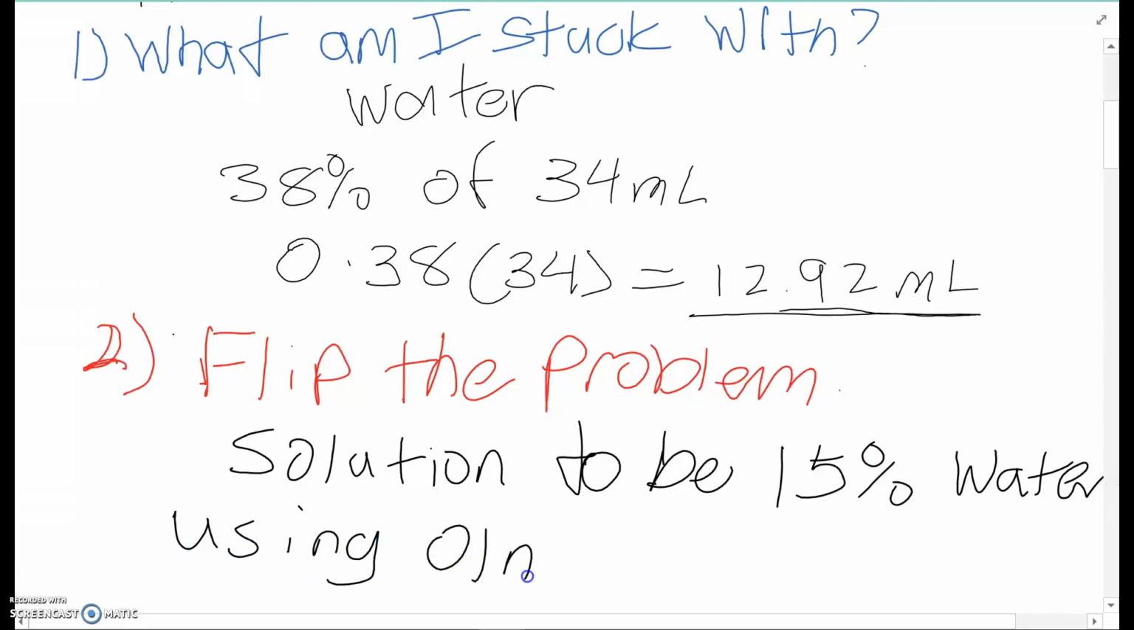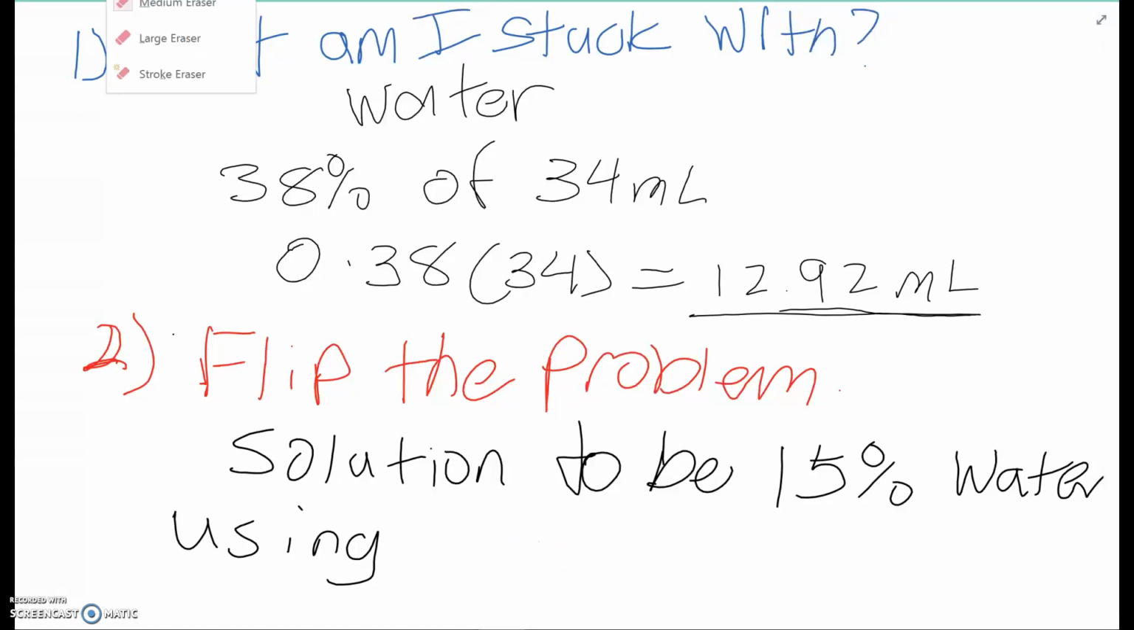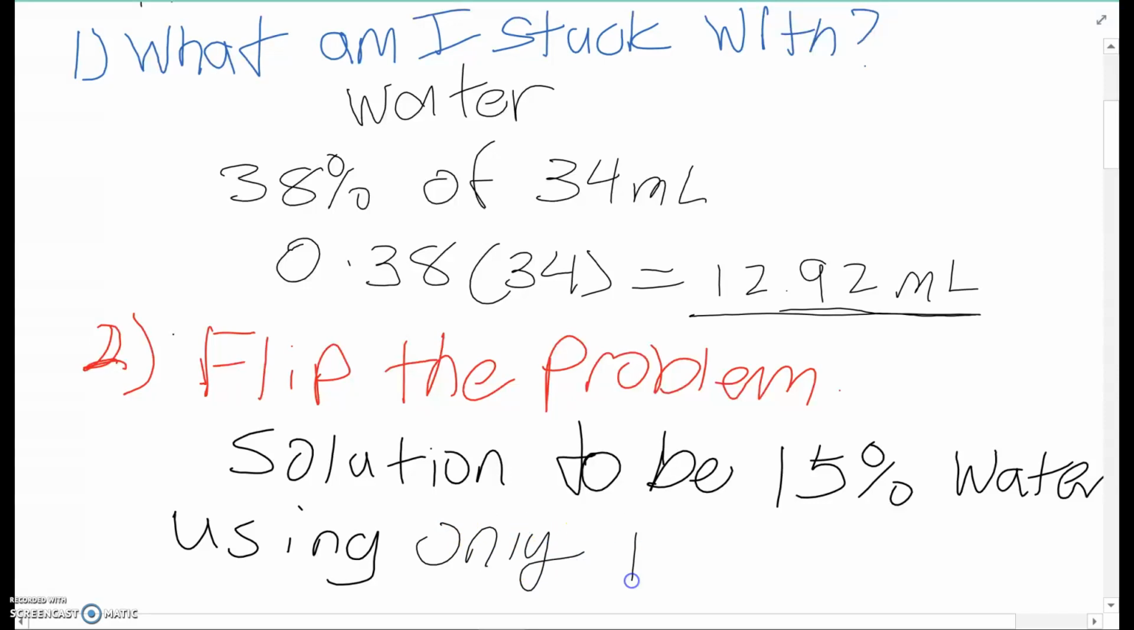Using only the amount of water I have on hand. Oh my goodness, that's awful. There we go. Using only 12.92 milliliters. All right. Well, this becomes a much easier problem. I have 12.92 milliliters of water.